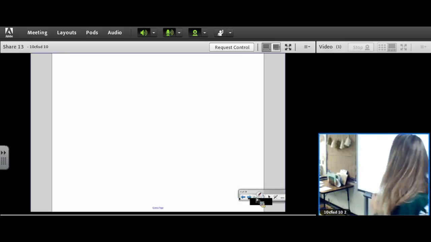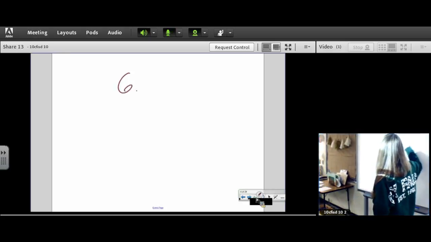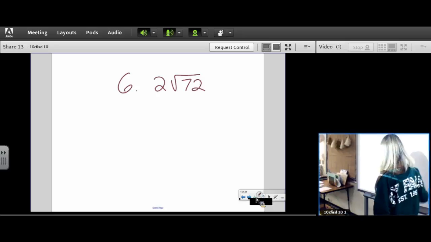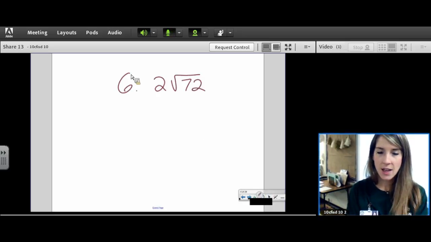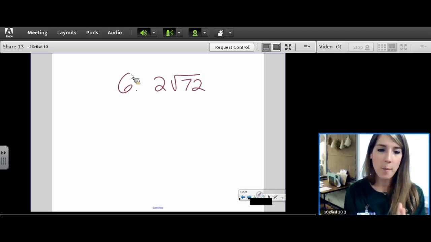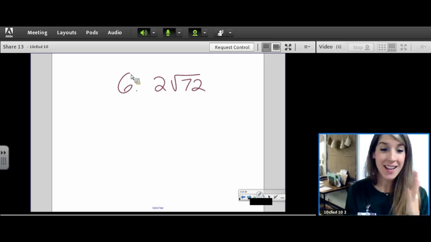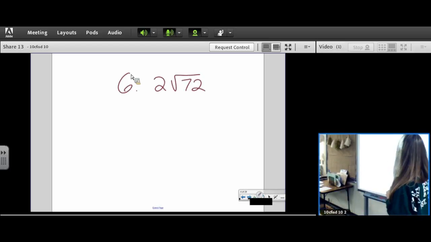Simplifying radicals homework, starting with number 6, 2 square root 72. Step 1, stare at your radicand and use your number sense. What numbers multiply to get 72? There's often different answers. Haytham's already got one ready for us. Go with 9 and 8.